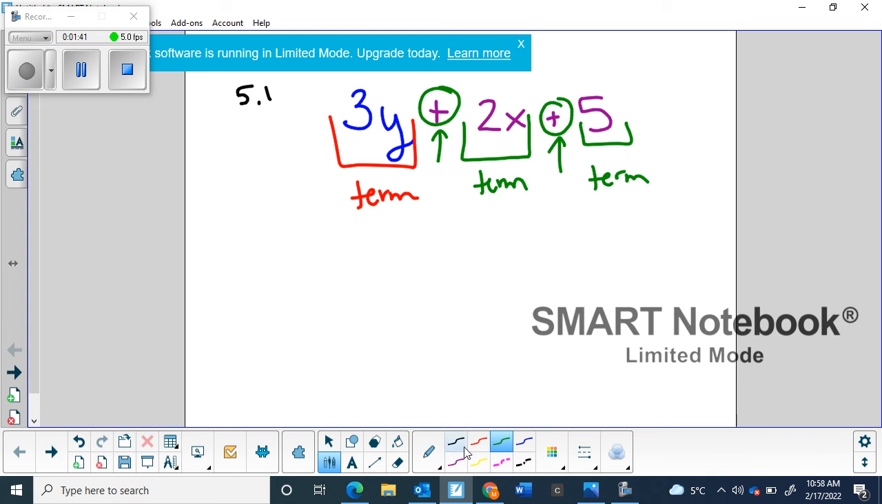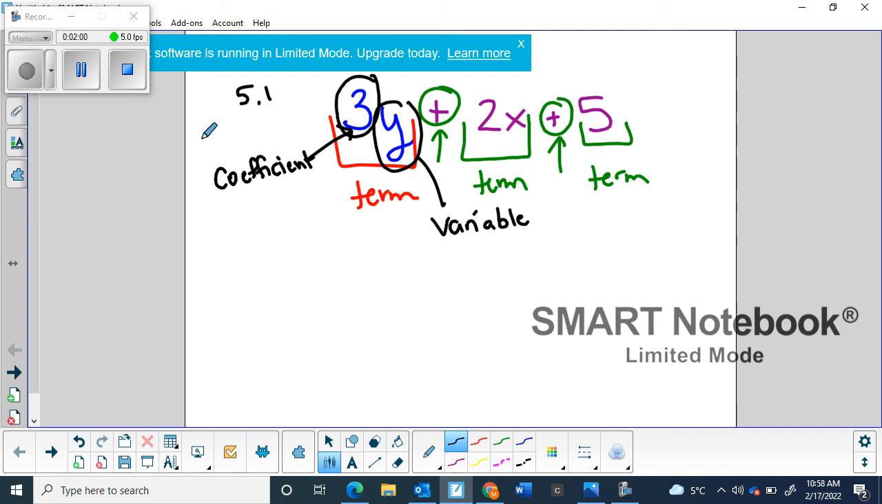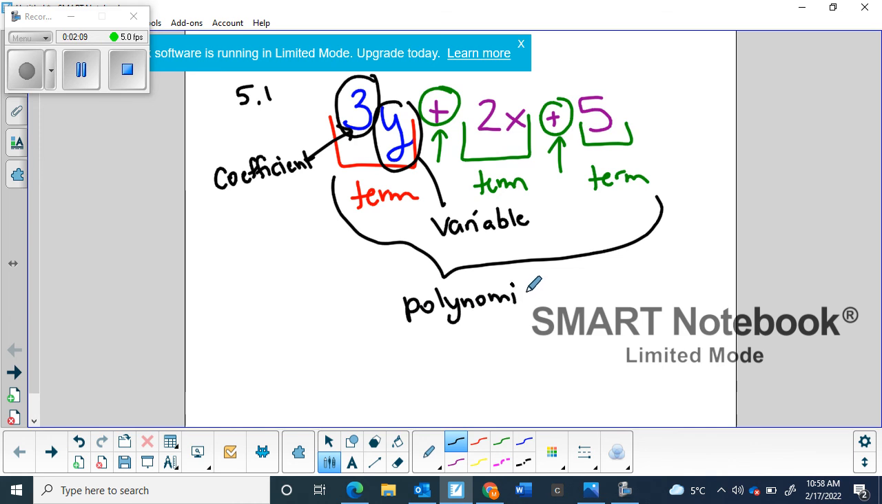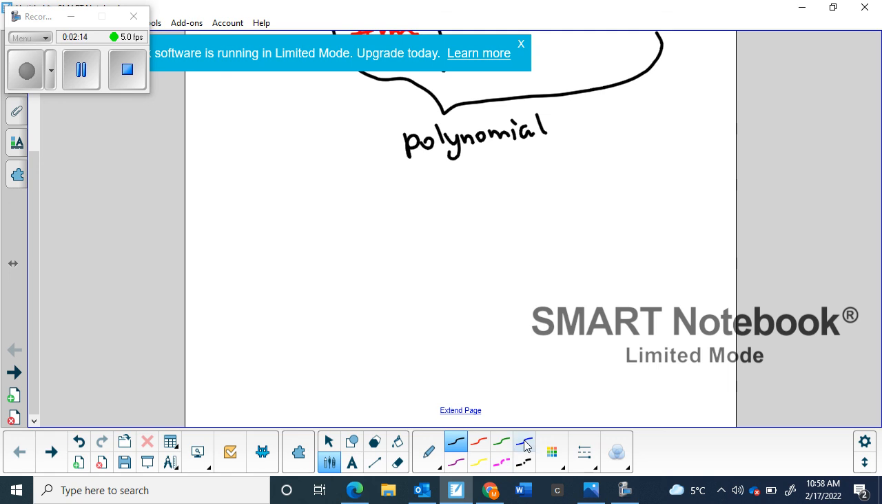Now, another keyword that we learned actually last year is the 3 right here. That is the number that's multiplying a variable. We call that a coefficient. And the letter that's being multiplied is called a variable. Now, that word should be quite familiar to us by this point. And then the whole thing is called a term. When we combine a bunch of terms together, we create something called a polynomial. Now, there's obviously different types of polynomials that we want to identify.